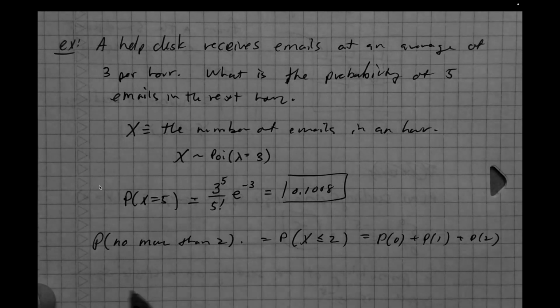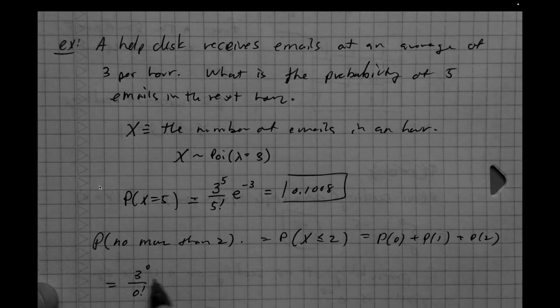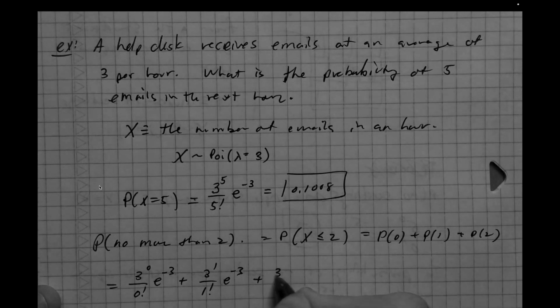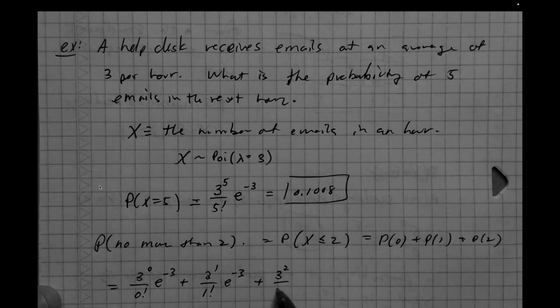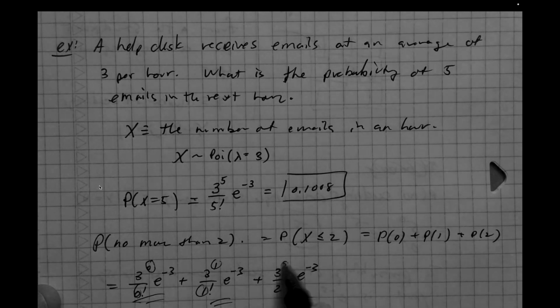Okay, and you can easily sort this out, right? This is going to be 3 to the 0 power over 0 factorial times e to the negative 3, plus 3 to the 1st power over 1 factorial times e to the negative 3, plus 3 to the 2nd power over 2 factorial times e to the negative 3. Right? So these all kind of have the same structure. The only thing that's varying is the y, right? So you can see that.